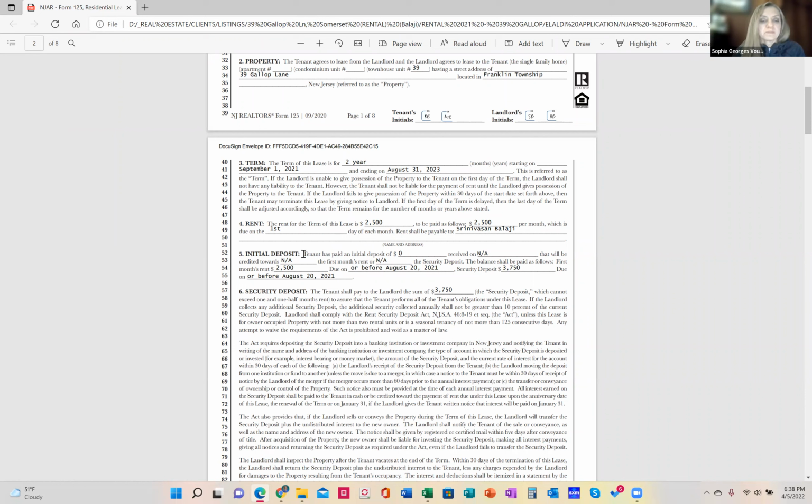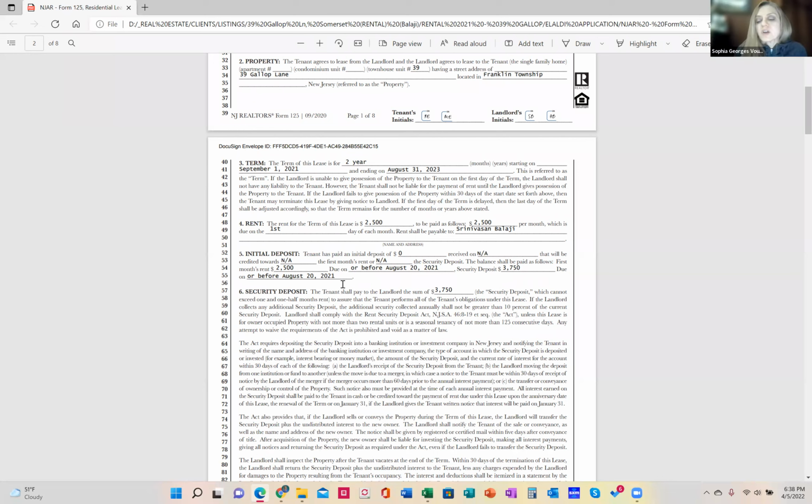Initial deposit. No initial, okay. The first month's rent or an eight, okay. The balance shall be paid as follows. First month's rent, 2,500, is going to be due on or before the date you're going to list. This is a security deposit due on this day. You guys know how much security deposit? Yeah, 1.5 months, right, max.